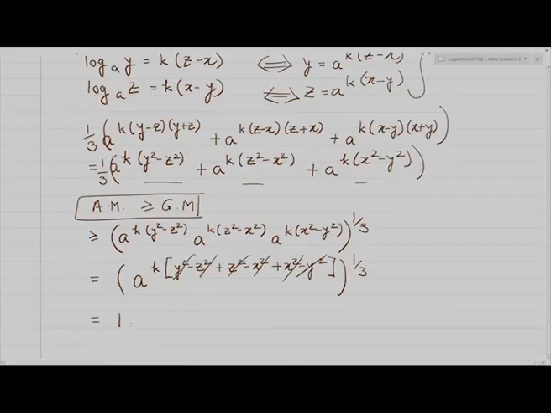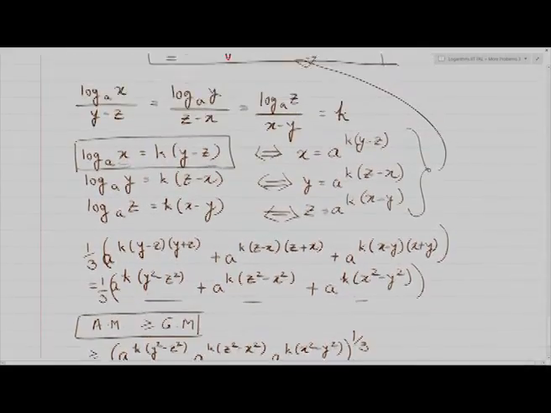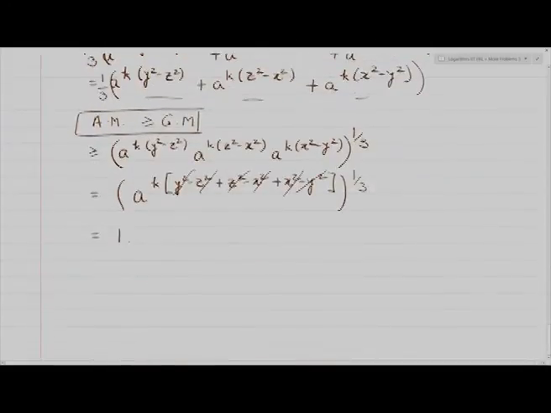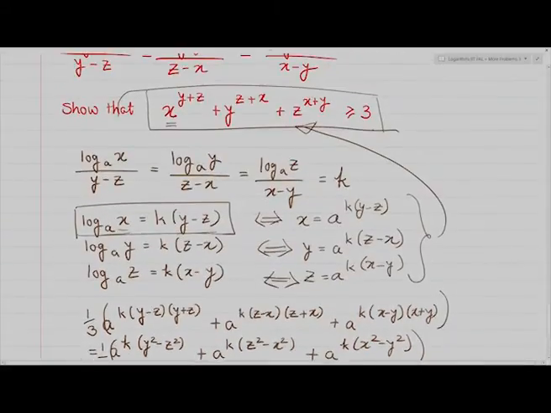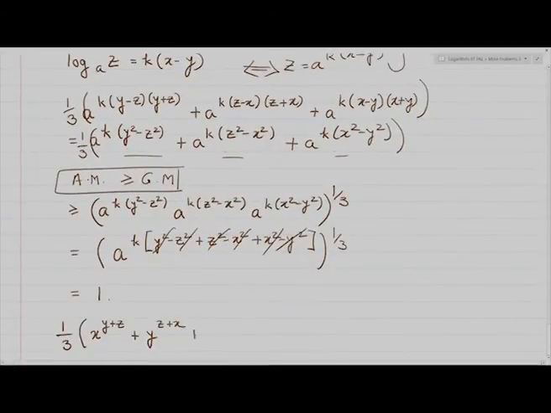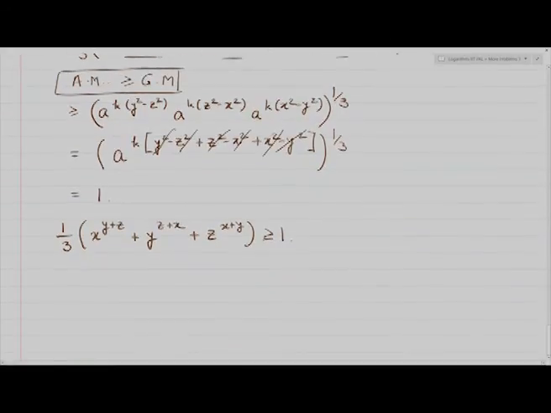Okay. So what have we proved now? We have proved that 1 by 3 times x raised to y plus z plus y raised to z plus x plus z raised to x plus y is greater than or equal to 1, and therefore we have proved our result, because when you multiply by 3, you will get this inequality.